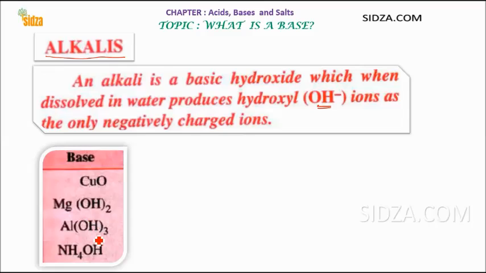So from these examples, all of these are basic. These are the bases, but copper oxide is not a base. Sorry, copper oxide is not an alkali. It's a base but not an alkali, because alkalis are those bases which produce hydroxide ions. So all of these are alkalis. Magnesium hydroxide is an alkali, aluminum hydroxide is an alkali, ammonium hydroxide is an alkali. So an alkali is basically a compound that can produce hydroxide ions when dissolved in water.